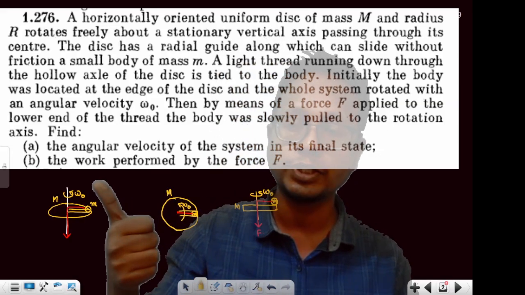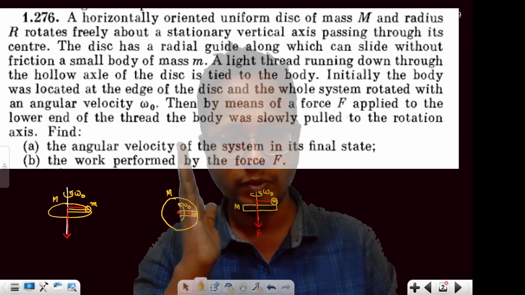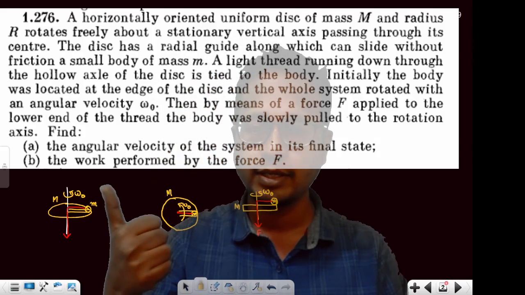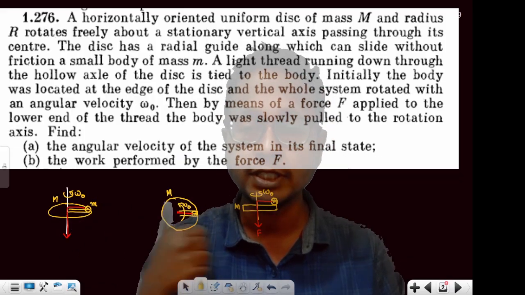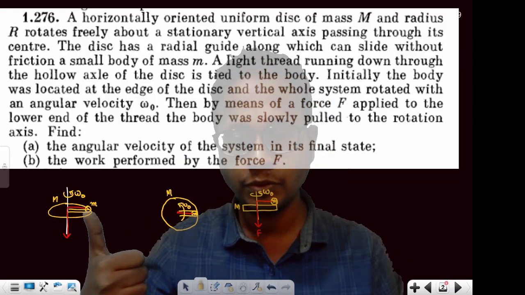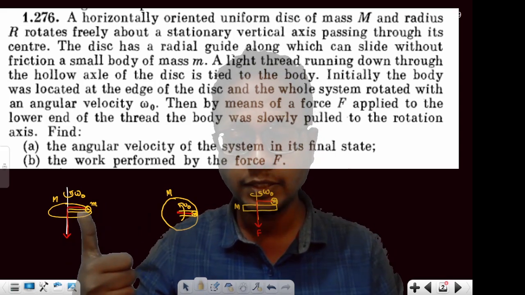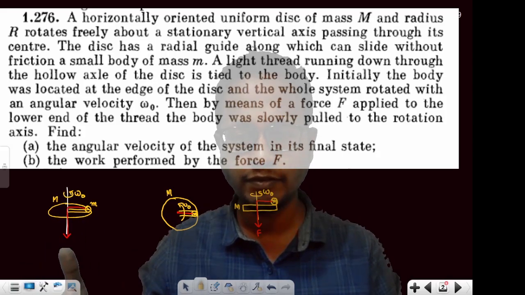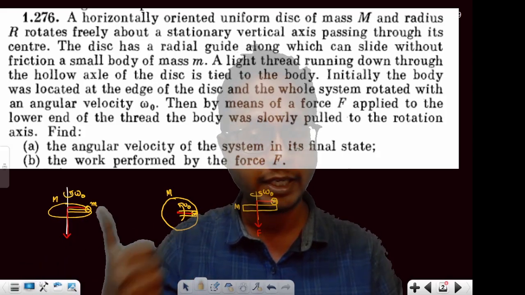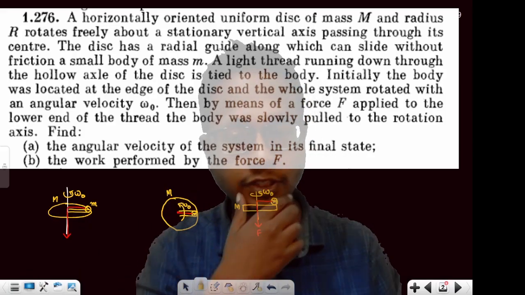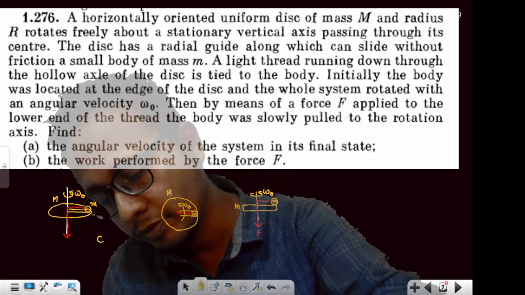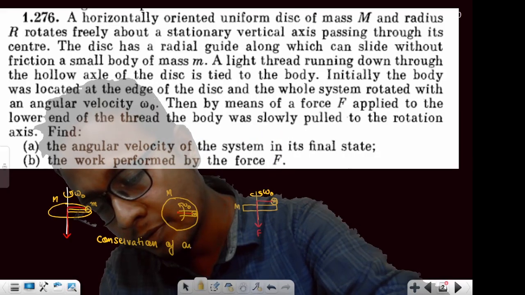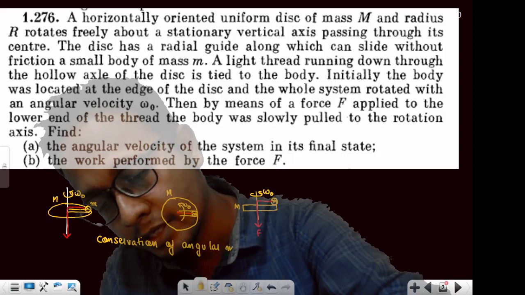The second part of the question is asking the work performed by the force. So let us analyze the process, or what should be the workaround for this problem. See, can I apply conservation of angular momentum for the system? Why? Because even though this force is doing some kind of work, is this force causing a torque about this axis, the axis that is in white? The torque due to this force F is nothing but 0. So there is no torque acting on the system about this axis. So can I apply conservation of angular momentum? Obviously. So the first equation is conservation of angular momentum.